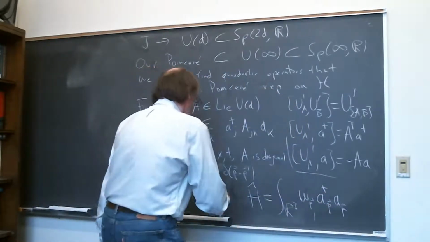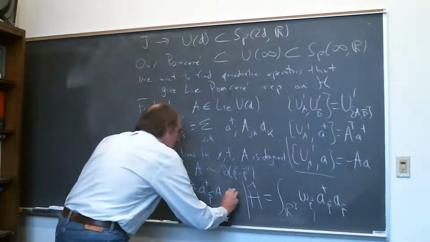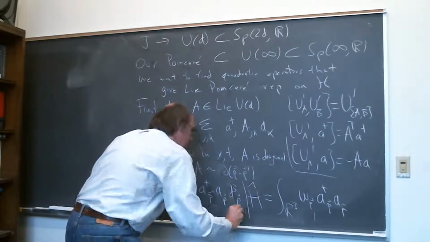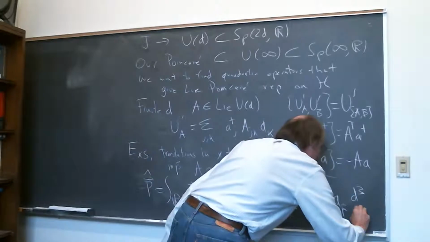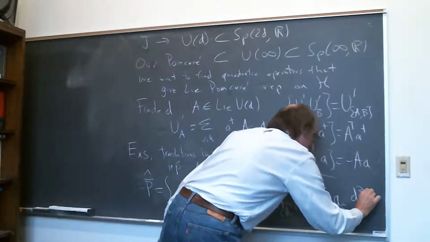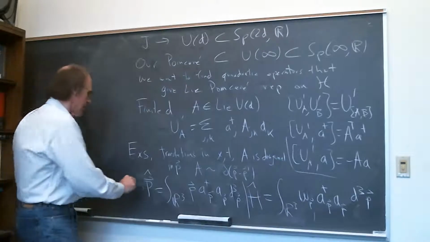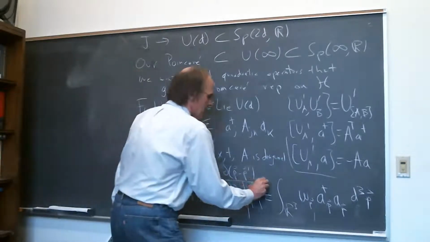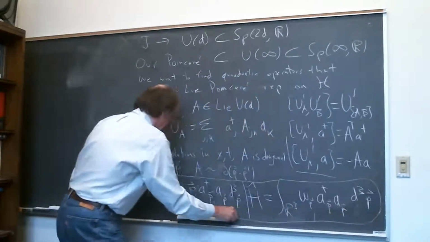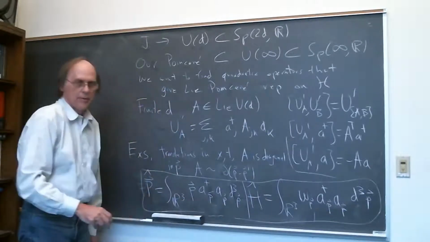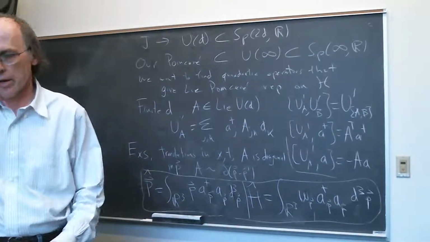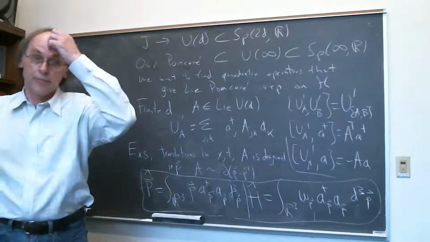And again, sorry, in both of these cases I have a d cubed p vector. So these are the translation part of the Poincare group action.